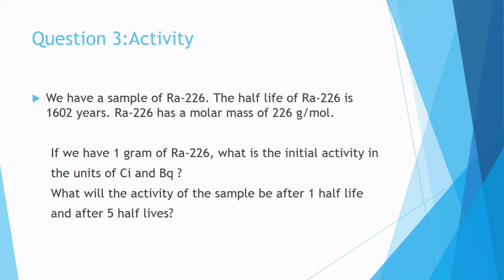The last example we will be looking at is, we have a sample of radium-226. The half-life of radium-226 is 1,602 years. Radium-226 has a molar mass of 226 grams per mole. If we have 1 gram of radium-226, what is the initial activity in the units of Curie and becquerels? Next, we will want to find the activity after the sample has been through 1 half-life and after 5 half-lives.